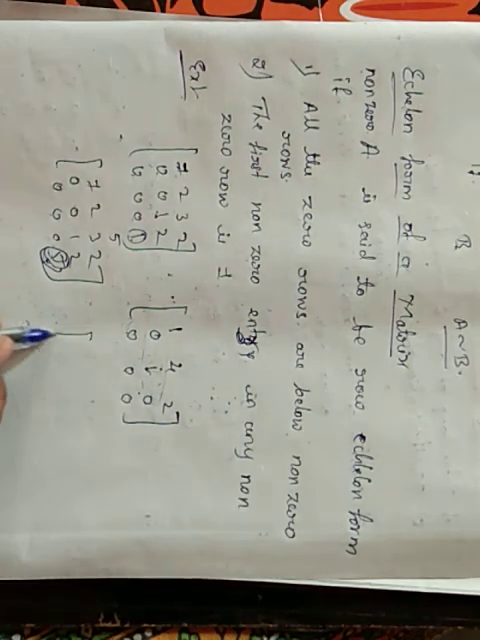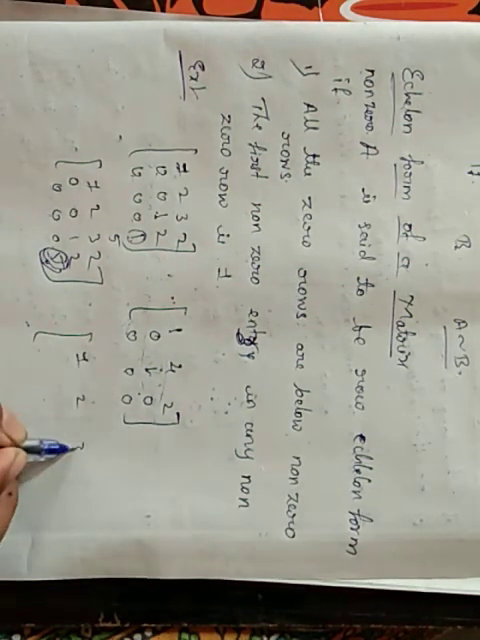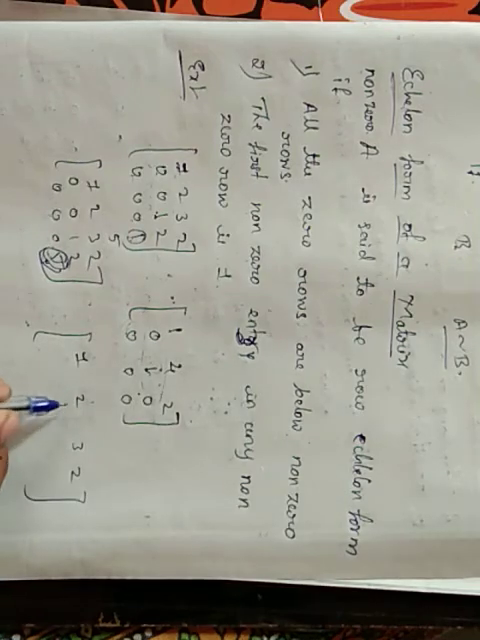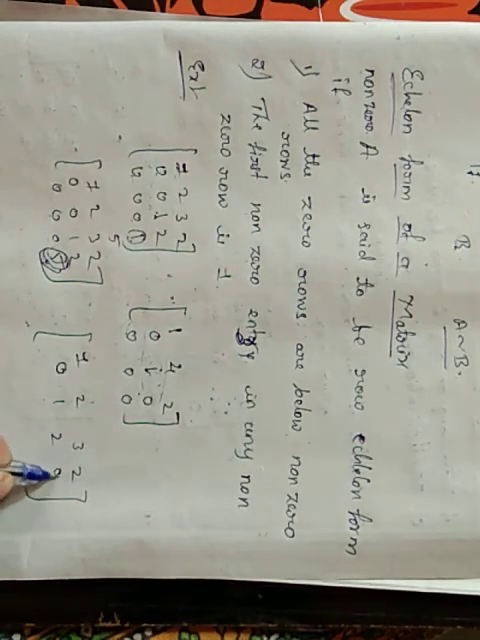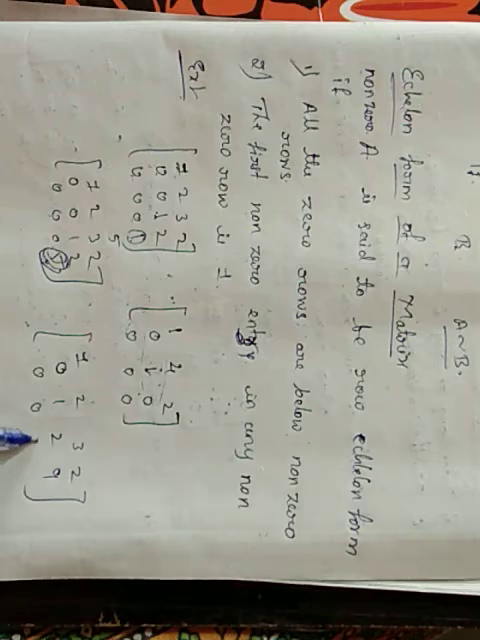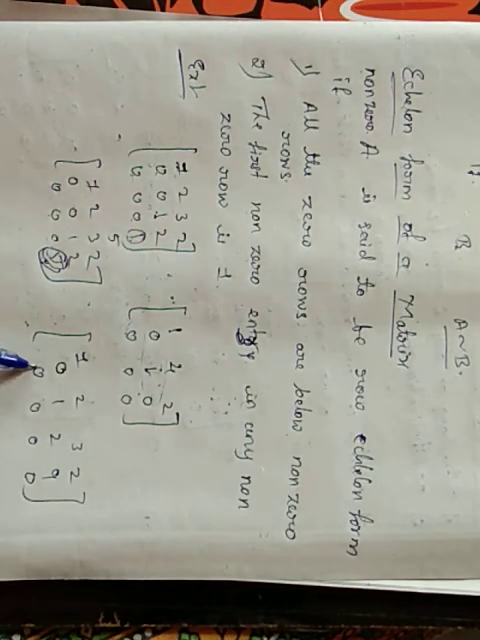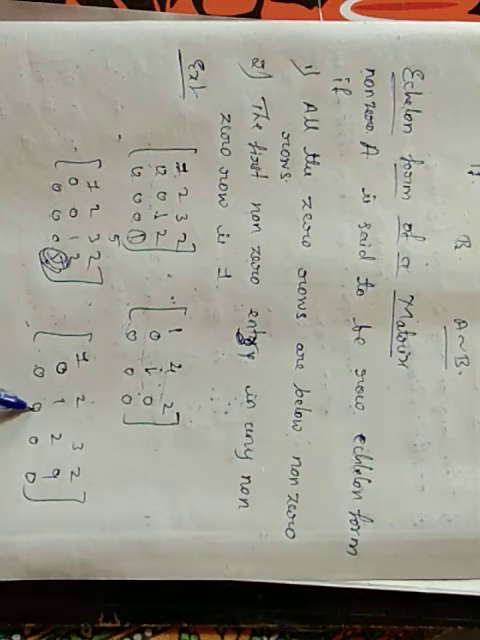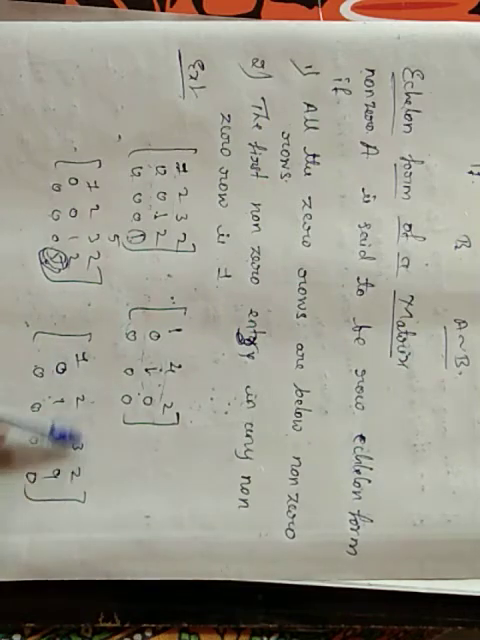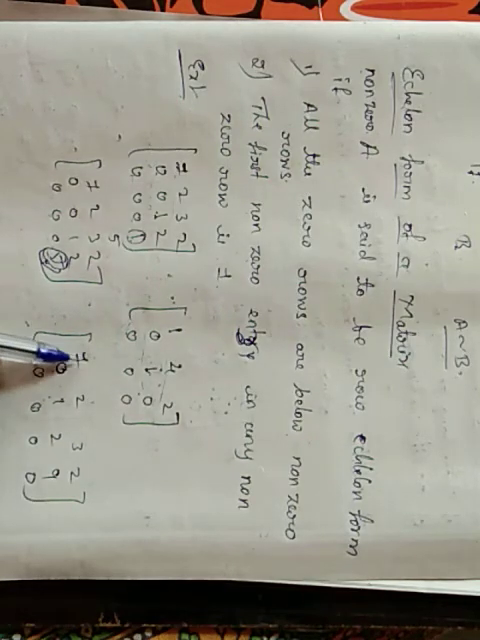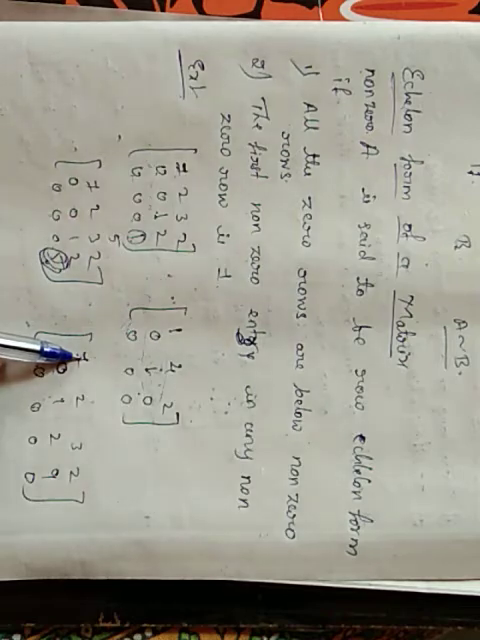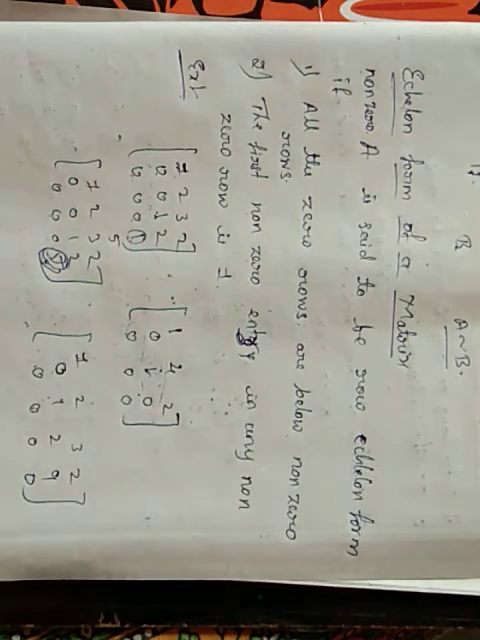I am taking one more example here: 1 2 3 2, 0 1 2 9, 0 0 0 0. This is a zero row lying below the non-zero rows. The first entry of this non-zero row is 1, and this is also a non-zero row whose first entry is 1. So that is the echelon form of a matrix.